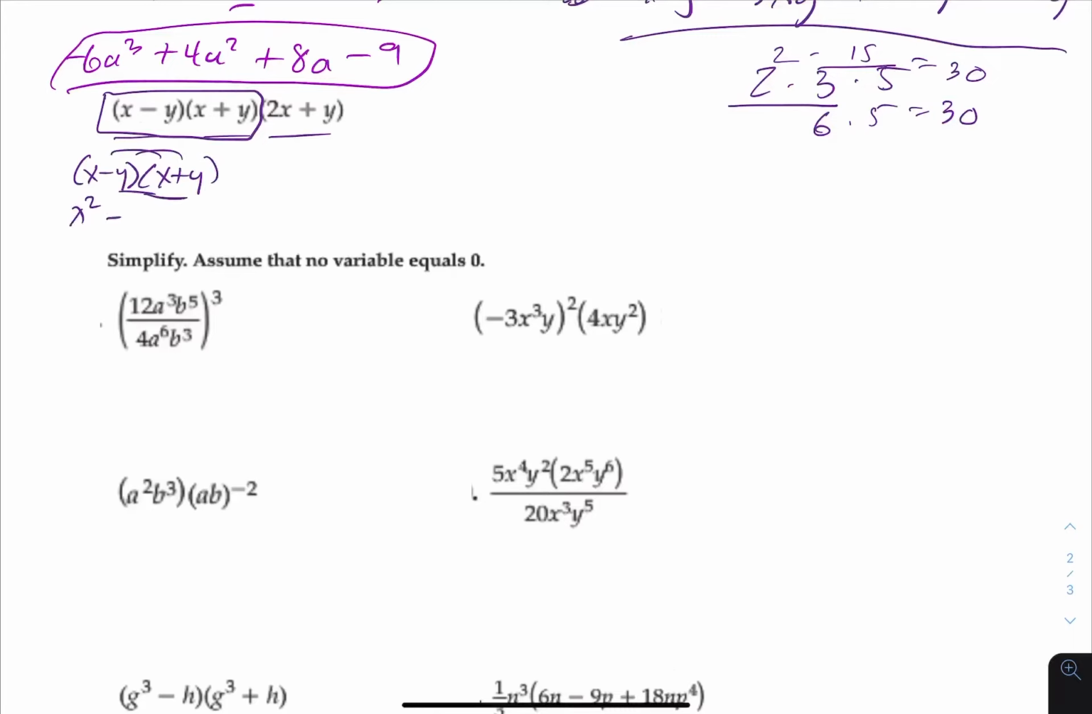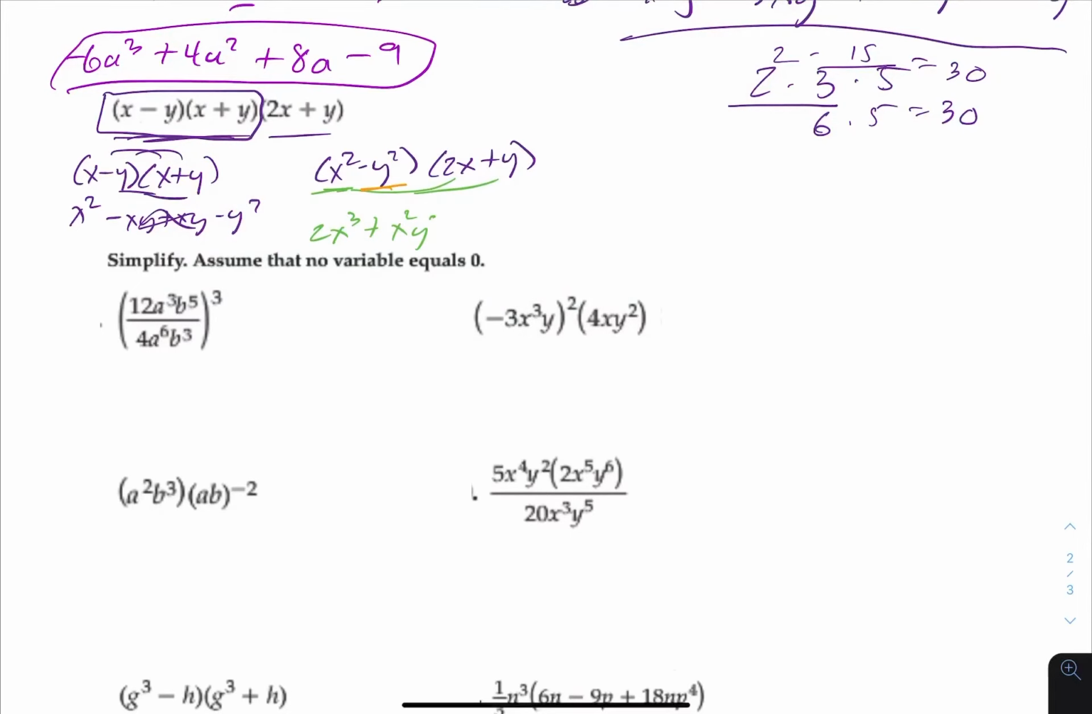X squared minus xy plus xy minus y squared. These will cancel out. I just get x squared minus y squared, which you should know because it's a difference of two squares, times 2x plus y. And we do the same thing we do here. Multiply it out. X squared times both of these. So 2x cubed plus x squared y. Squared y, there we go.